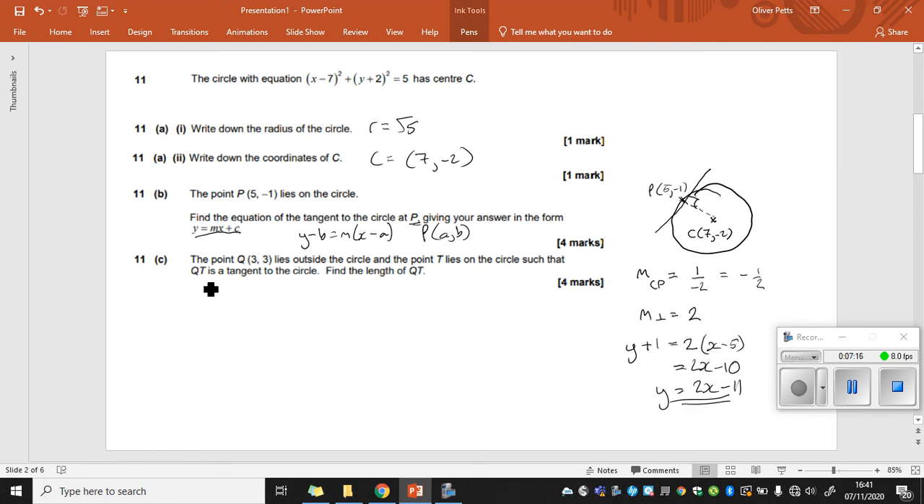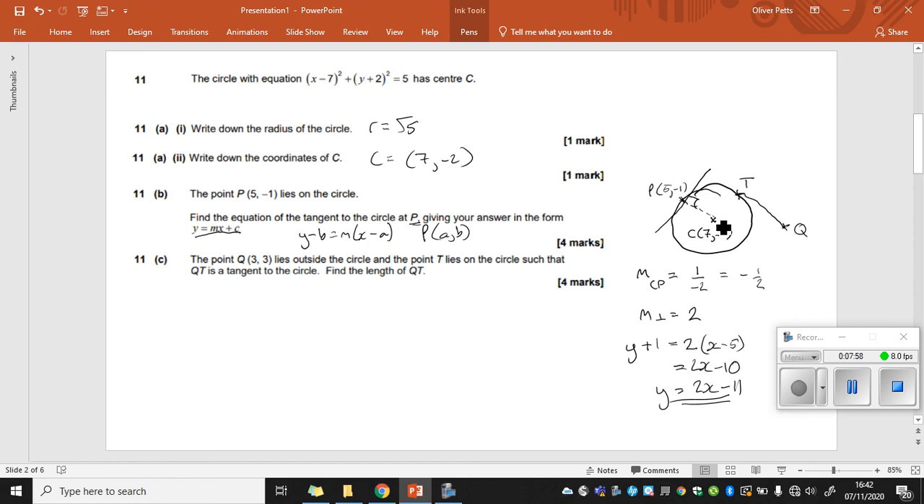Okay, part C. The point Q lies outside the circle. The point T lies on the circle, such that QT is a tangent. Find the length of QT. So I'm going to add some additional information to my circle diagram. I'm going to add an extra point that is on the circle, which is my point T, and a point Q which lies outside the circle. So I'm just going to draw a point Q there, and we're told that QT is a tangent. So I'm just going to connect Q and T together.